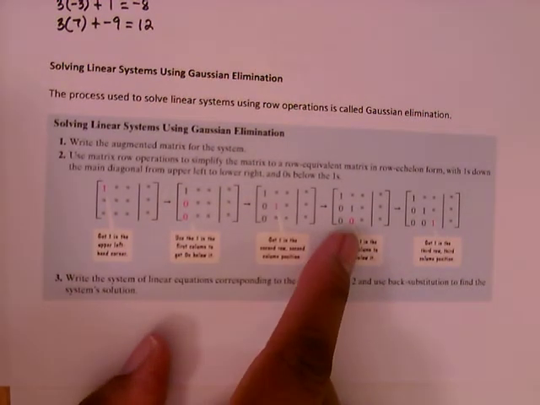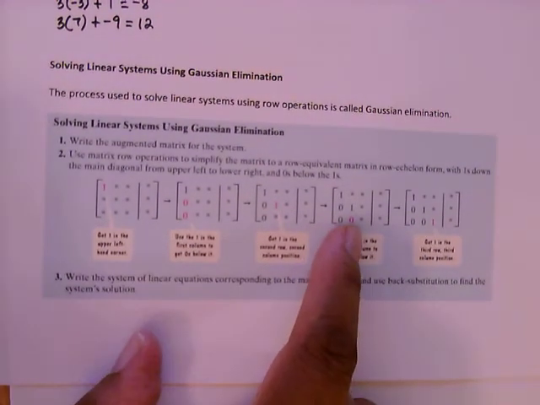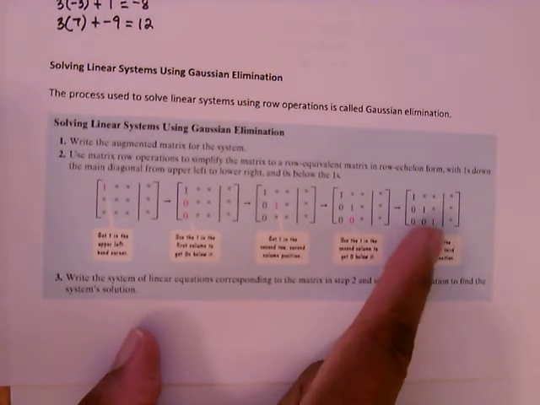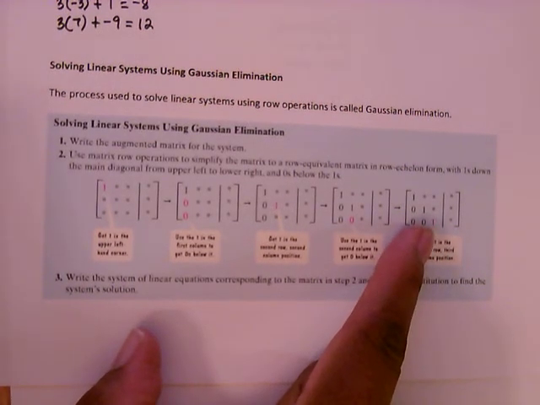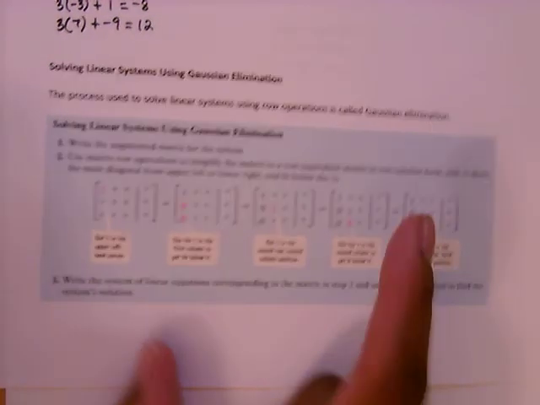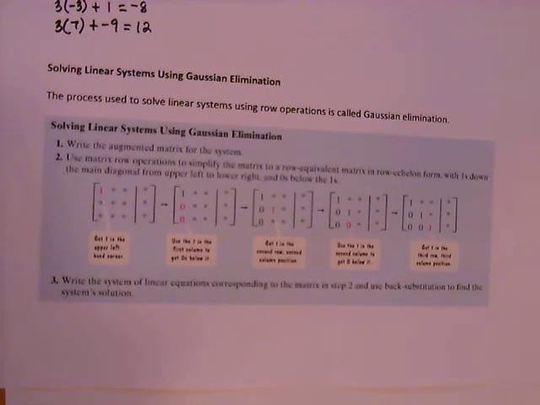And keep doing that until you get a 0 underneath the 1. And then finally, you want to get a 1 in the third column. So notice that the ones are going to be in the form of a diagonal. And then you're going to write the system of linear equations corresponding to the matrix in step 2 and use the back substitution approach to find the system's solution. Okay?